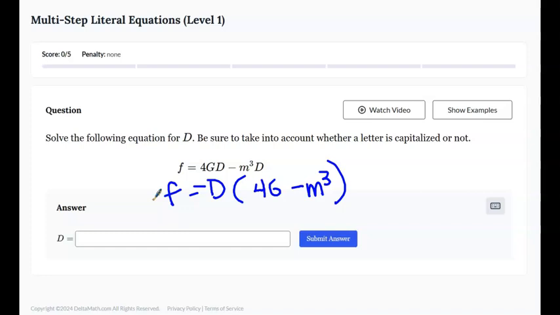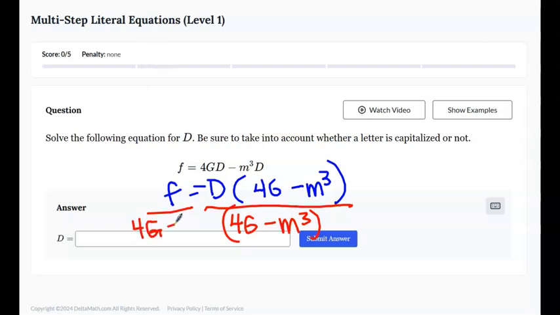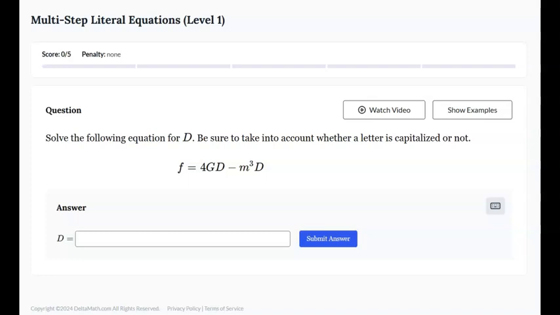Now I can isolate that letter D by simply dividing by this giant group, 4g minus m to the third. I can divide by that whole group, 4g minus m to the third. And that would be the final answer. If you solve for D, it's lowercase f divided by the group, and you could use parentheses if you like, divided by the group 4 capital G minus m to the third. So let's see. I'll write that here.